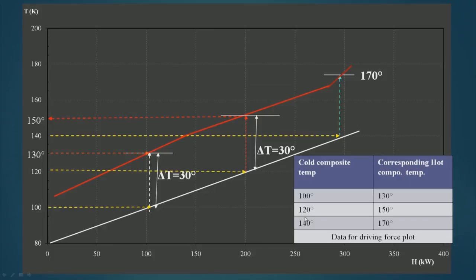Similarly, when the cold composite temperature is 120, and we go vertically upward, the hot composite curve is at 150. Similarly, at 140 degree on the cold composite curve, if we rise vertically to the hot composite curve, the hot composite temperature is 170. So, now we have cold composite temperatures and corresponding hot composite temperatures. Similarly, we can calculate many points from the composite curves and draw it, with the x axis as cold temperature and the y axis as hot temperature.